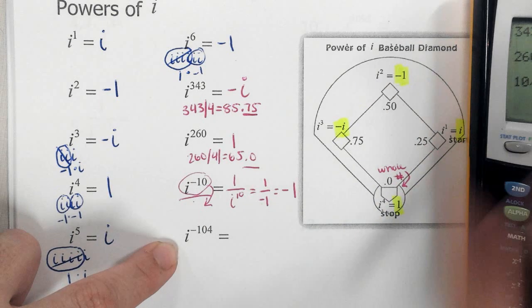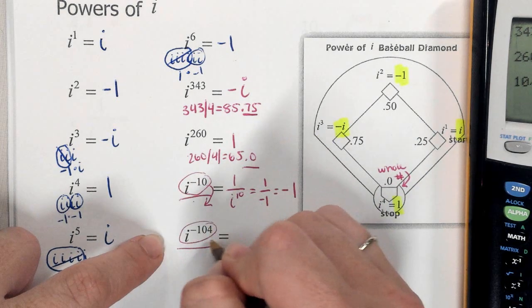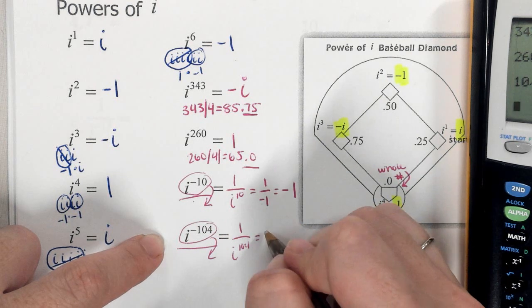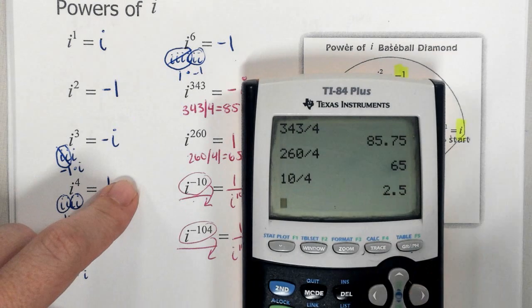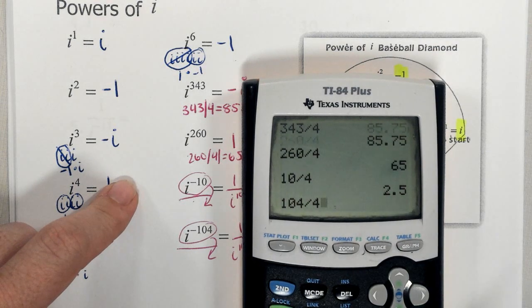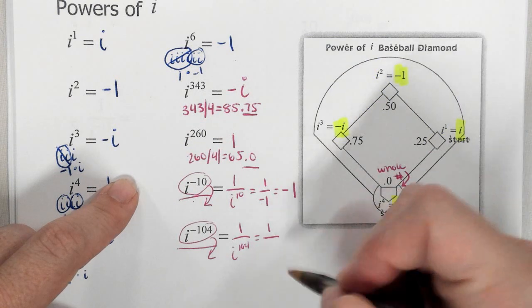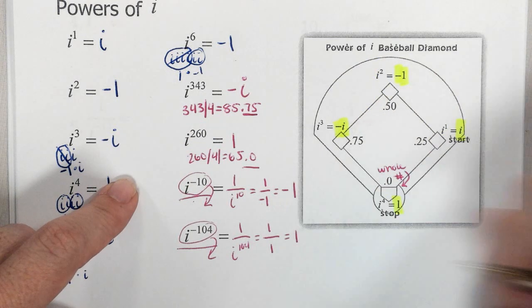So last one, again, we make it a fraction, move it to the bottom, 1 over i to the 104. So it's going to give us 1 over something. Well, 104 divided by 4 is just a whole number. And what's a whole number? 1. And 1 divided by 1 is 1.